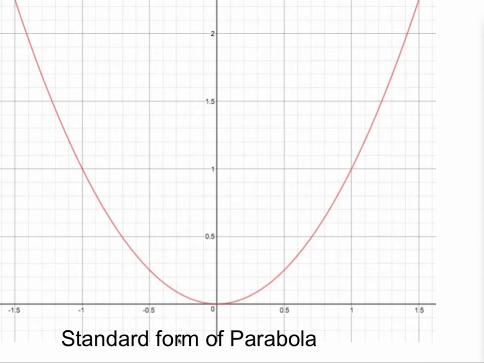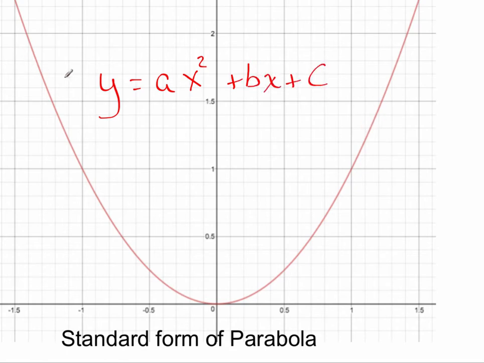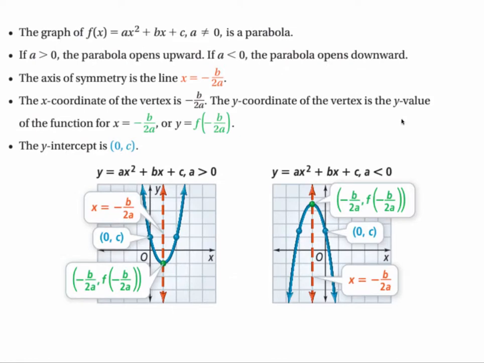Now we're going to study the standard form of a parabola. Now when I say standard form, I mean of the form y is equal to ax squared plus bx plus c. There are some other forms we're going to study, but when I say standard, this is what I mean. Well, let's look at some characteristics of the graph of this equation.